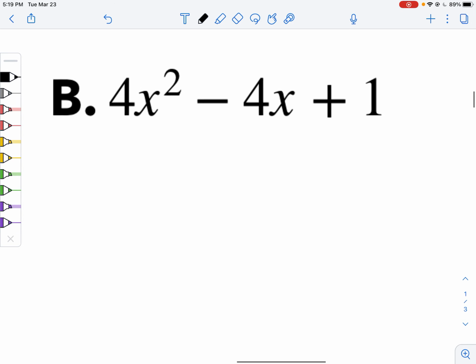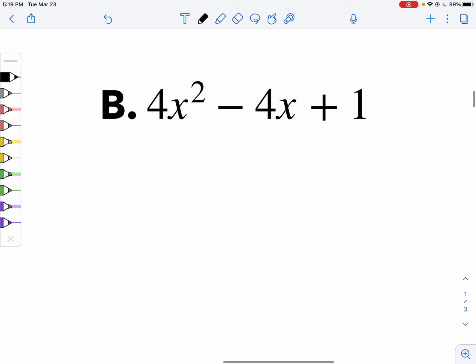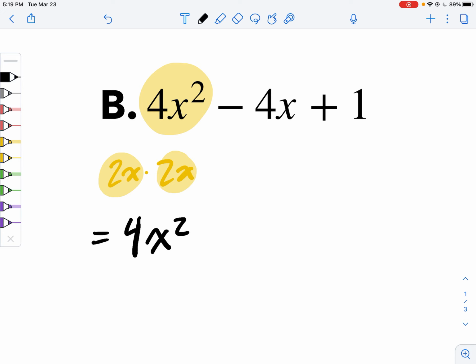Now let's look here again. Does this fit our same pattern? Well, is our first guy a perfect square? He is, because 2x times 2x, which is 2x squared, multiplied by itself, that's equal to 2 times 2, which is 4, times x squared. And this last guy, is he equal to something squared? Yeah, well, 1 times 1, that's equal to 1. So that's 1 squared.